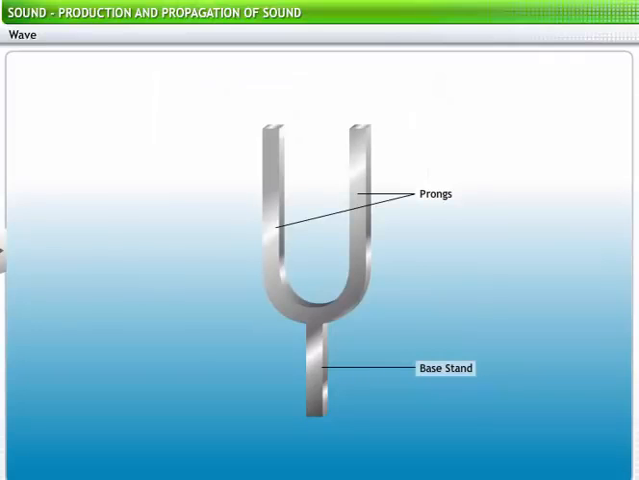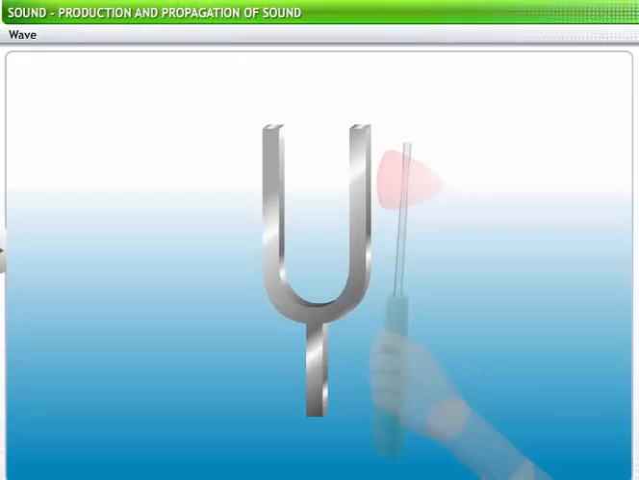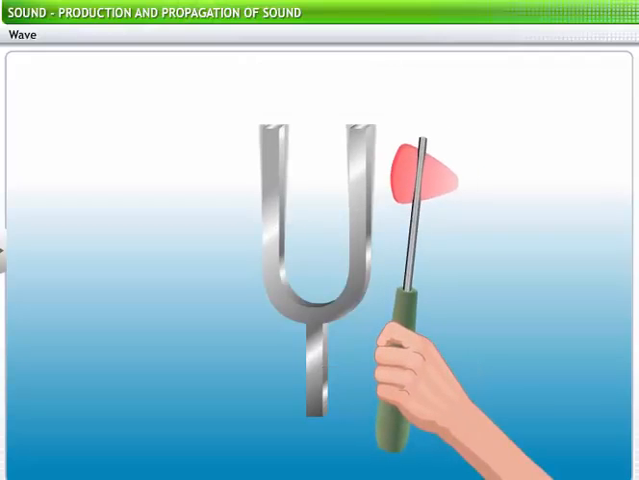To study the sound waveform in more detail, let's use a tuning fork. Vibrating a tuning fork produces a small audible sound. Vibration involves to and fro motion of the prongs of the fork about a fixed point. This fixed point is also referred to as the mean position.